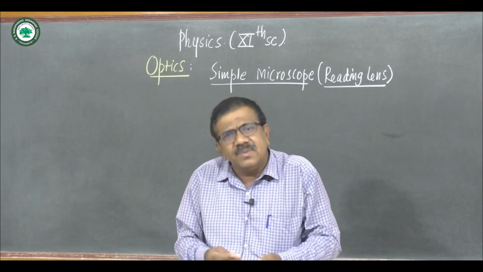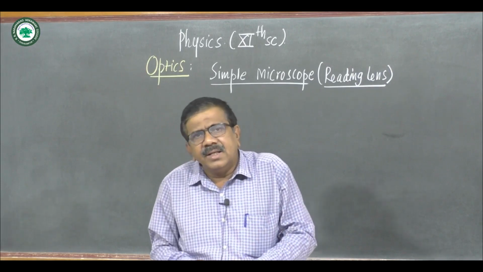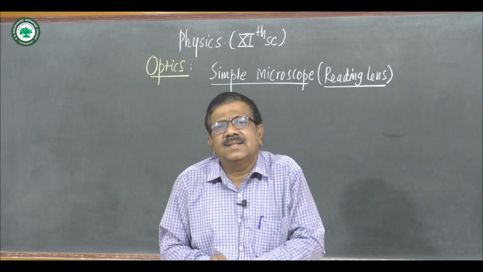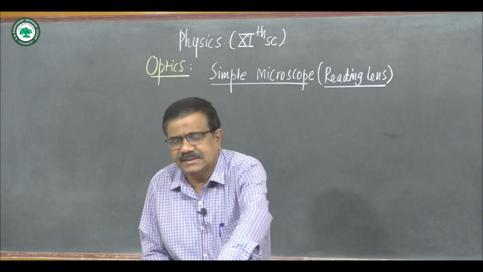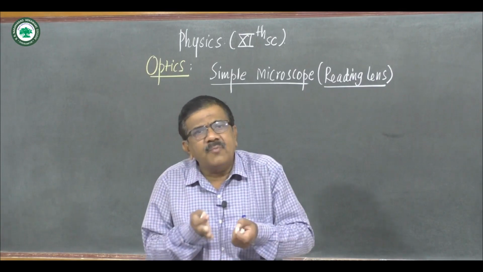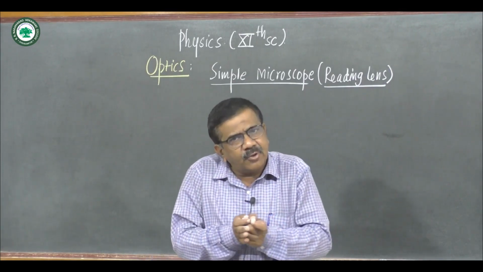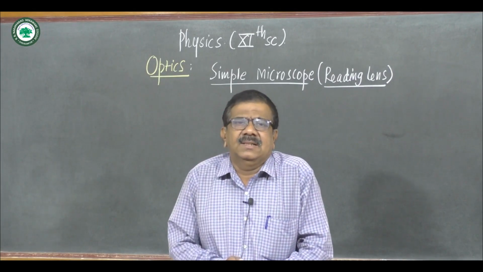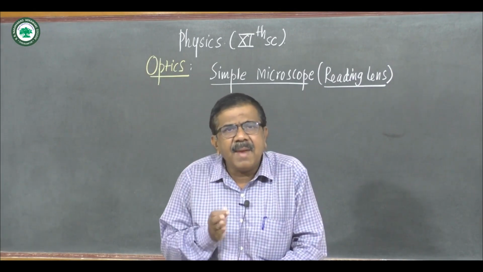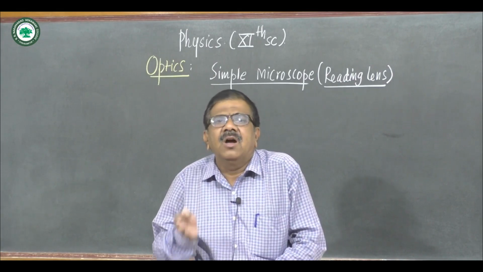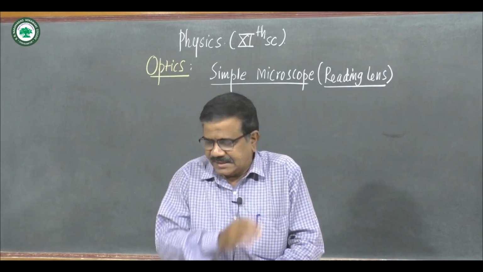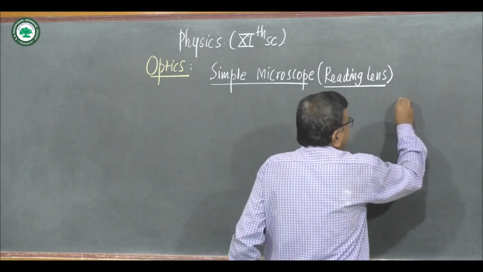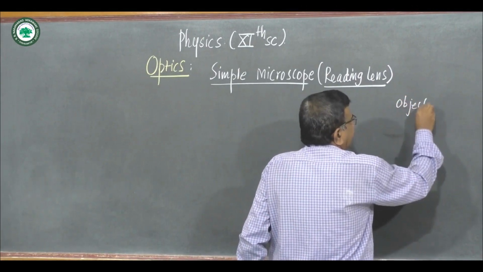So what is simple microscope? It is a convex lens of small size and small focal length. If object is placed within its focal length, its virtual, erect and magnified image is formed on the same side of object. What is the main thing? Object within focal length.